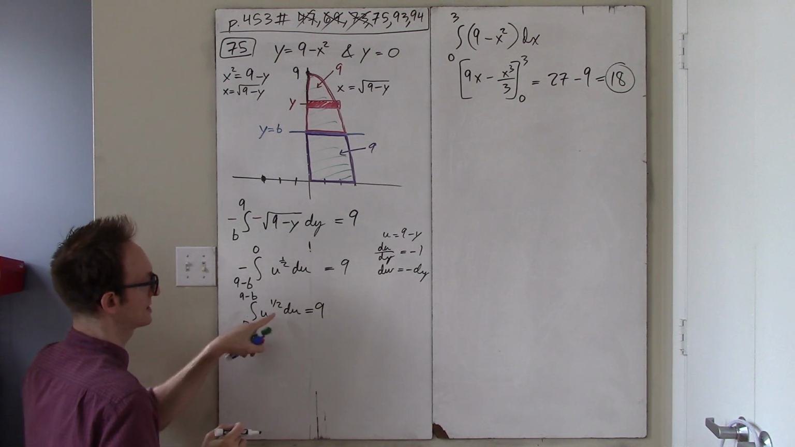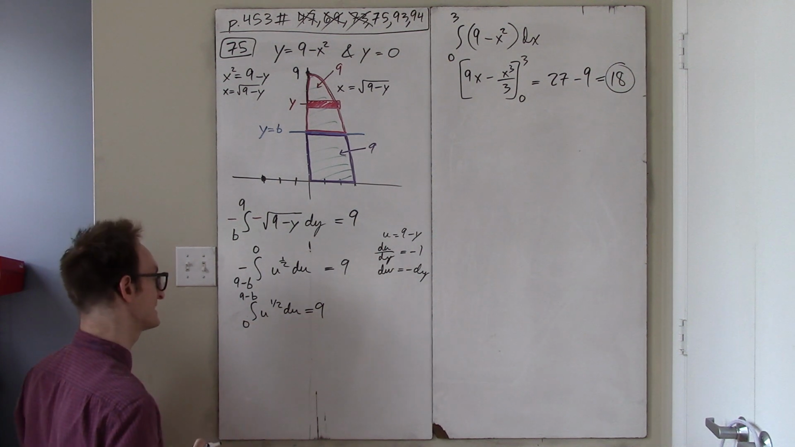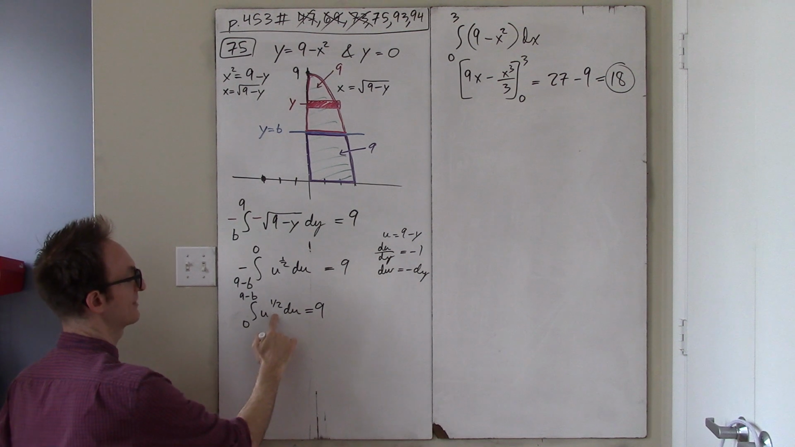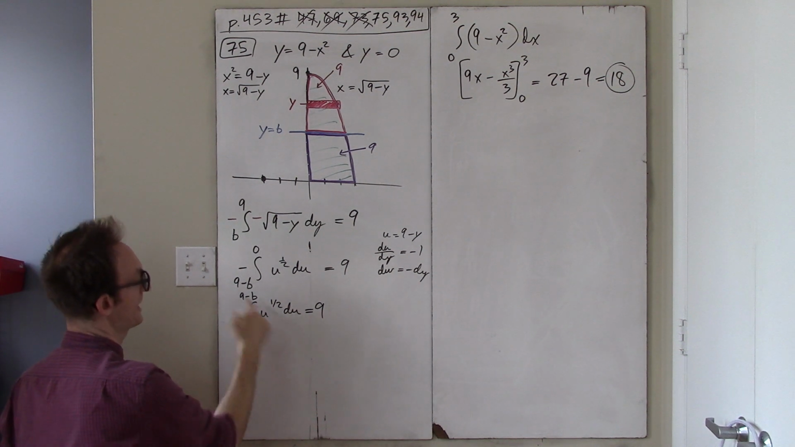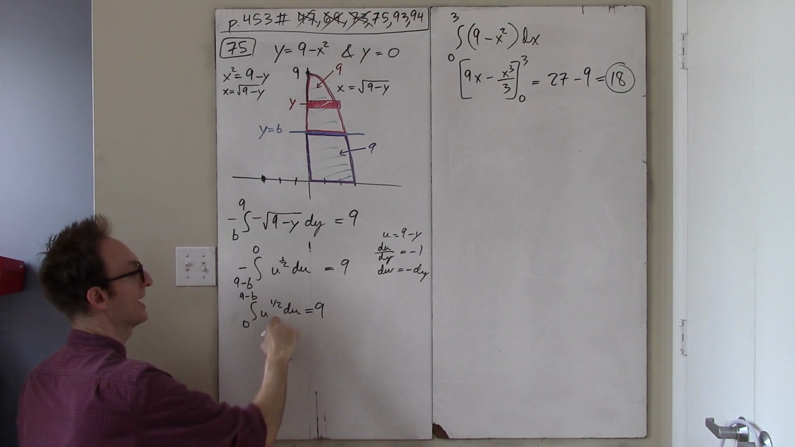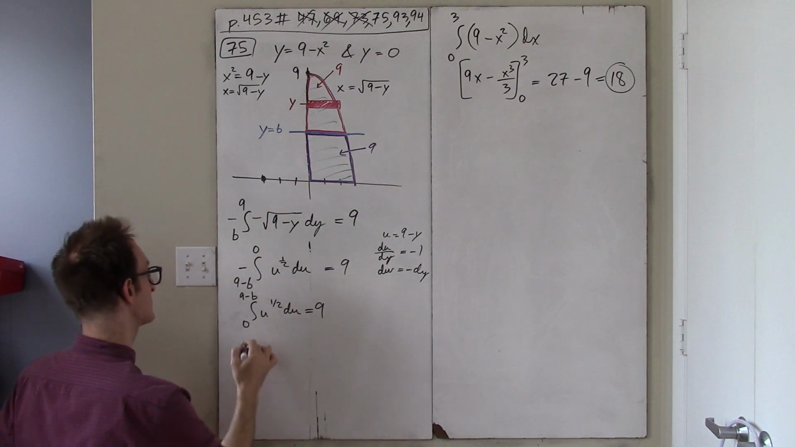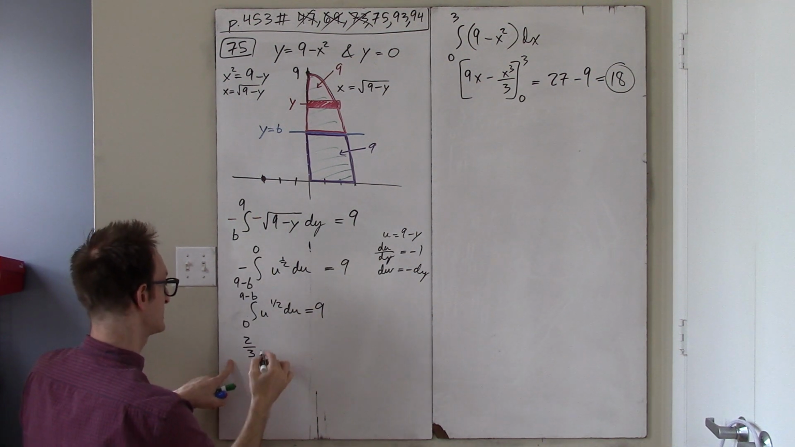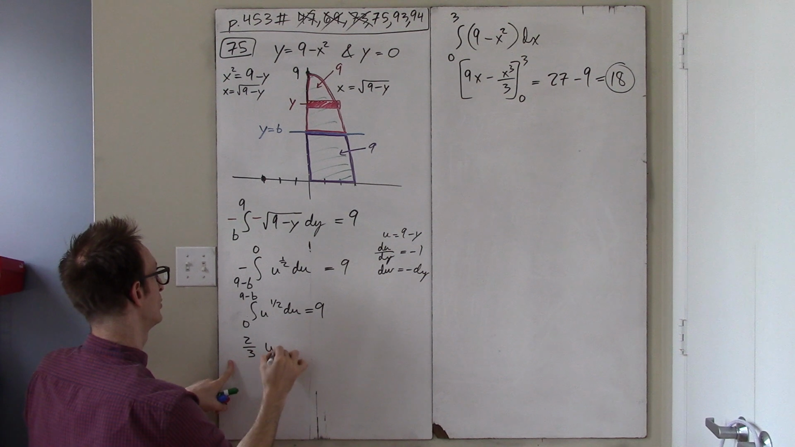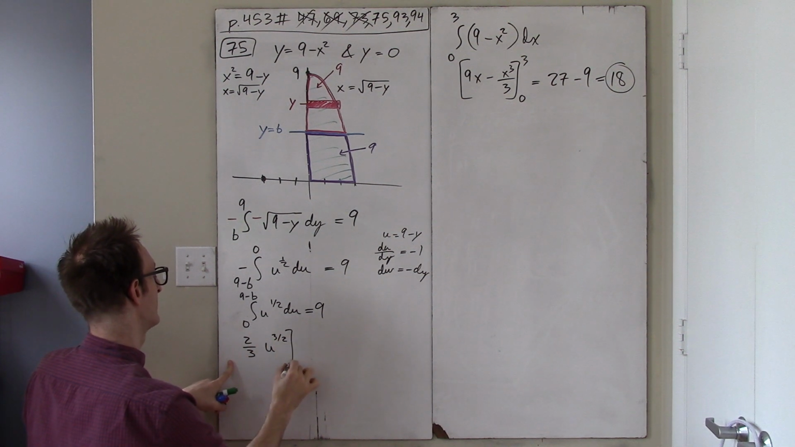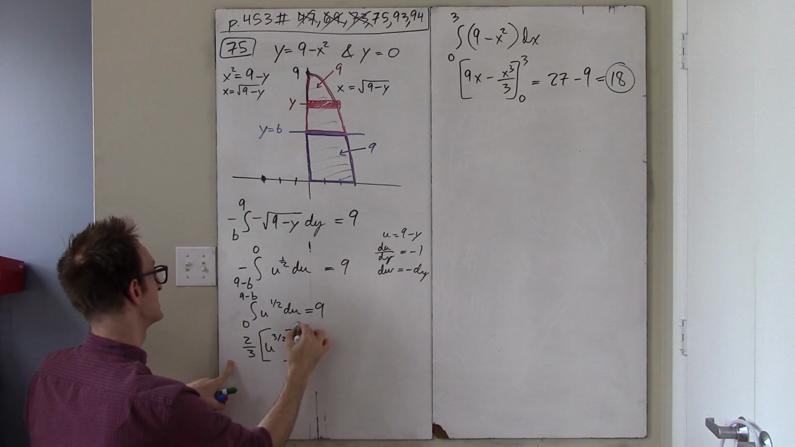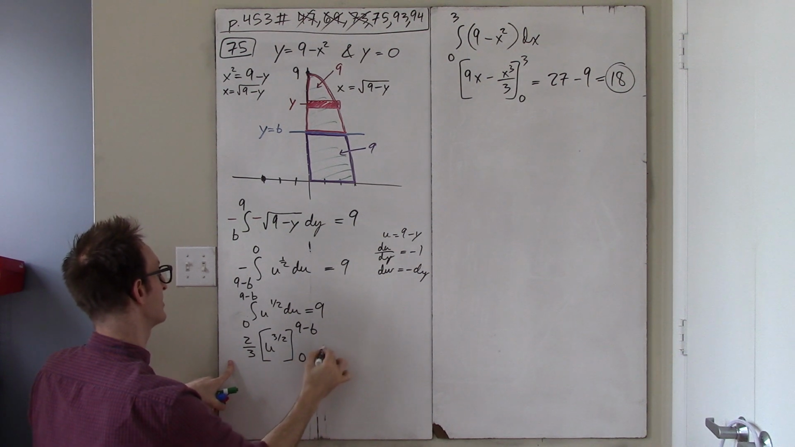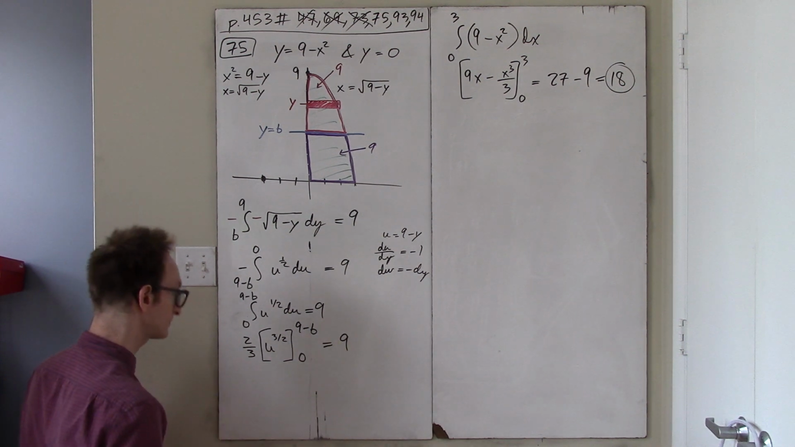And okay, now I'll just do the integral. What is this integral? When I anti-differentiate u to the 1/2, I get up a power to 3/2, so this becomes 2/3 u to the 3/2, evaluated at 9 minus b and 0, equals 9.